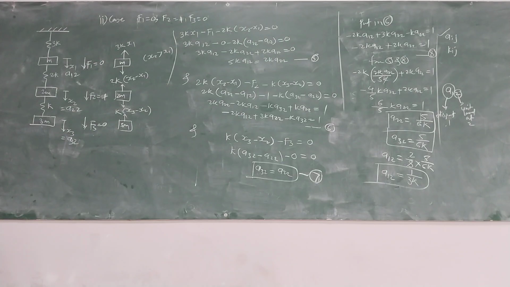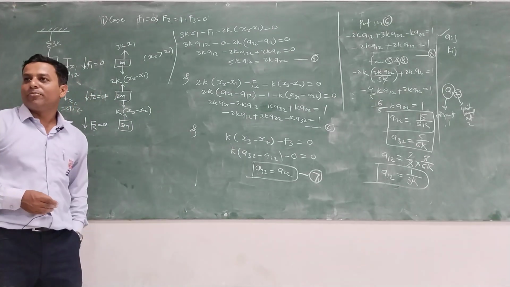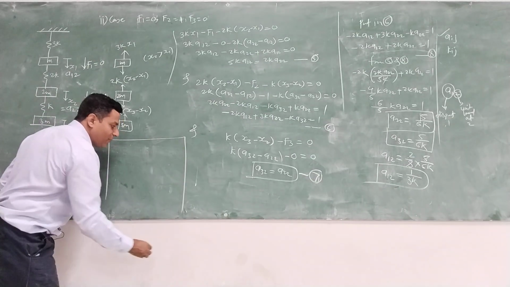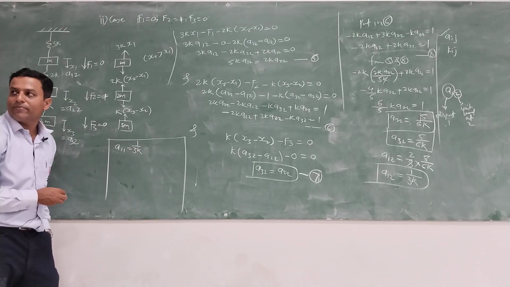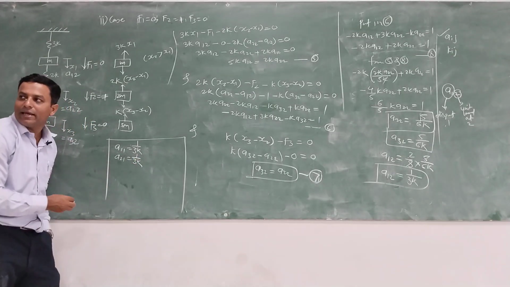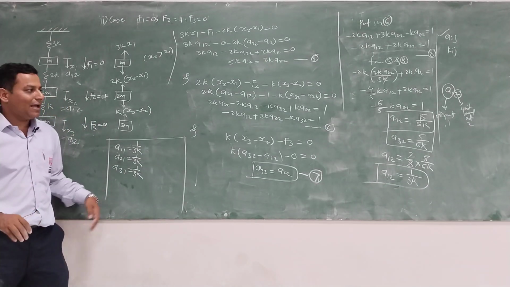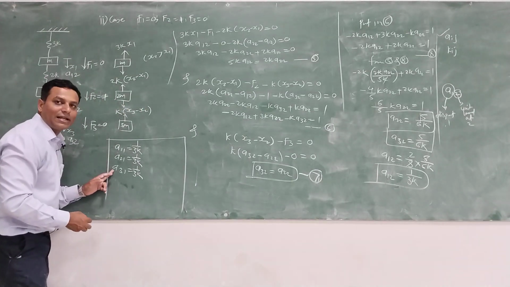Now similarly you can solve for case 3. Similarly you can solve for case 3, but before going to case 3, I am going to write whatever values we have found. A11 is equal to 1 by 3k, then A21 is equal to 1 by 3k, then A31 is equal to 1 by 3k.